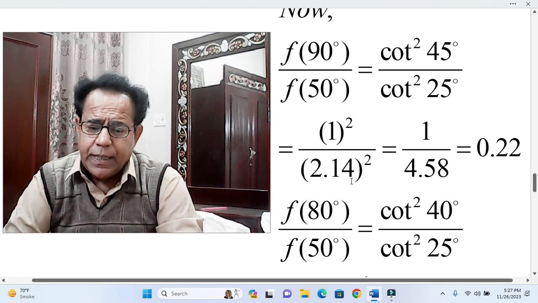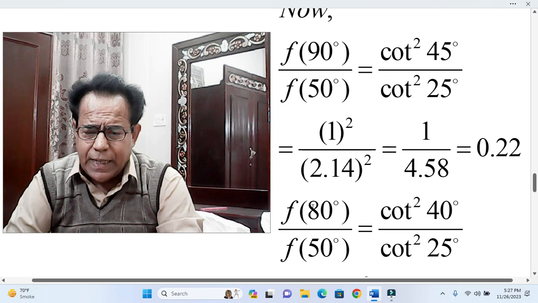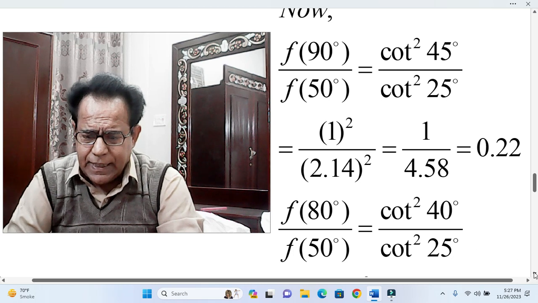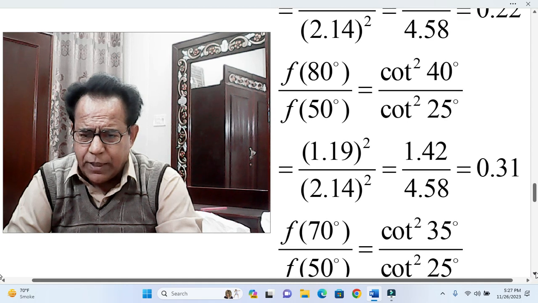Similarly, if in place of f90 we take f80, then this ratio becomes equal to 0.31.